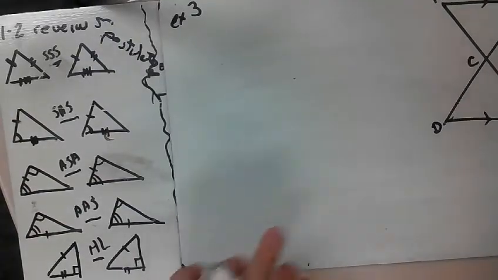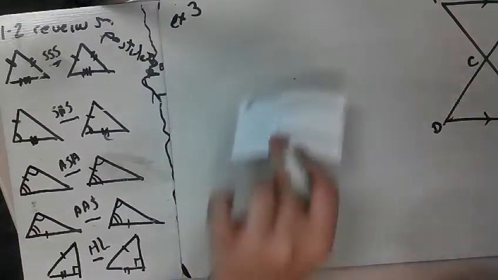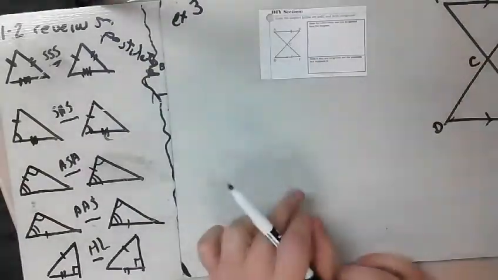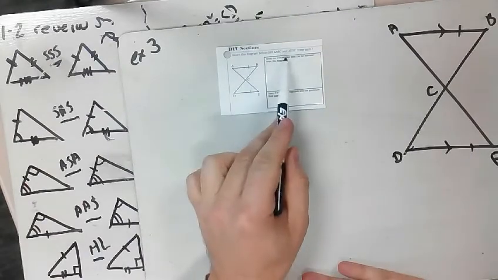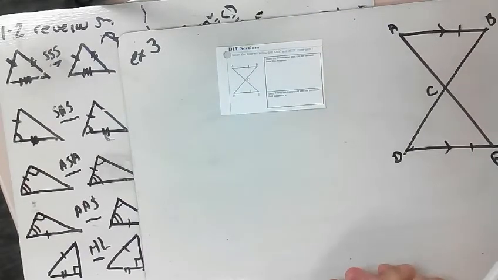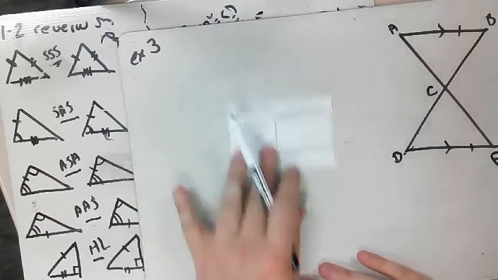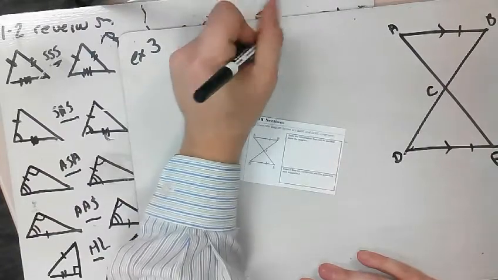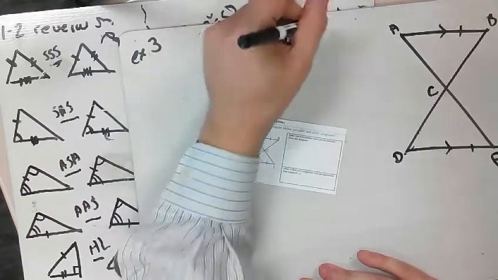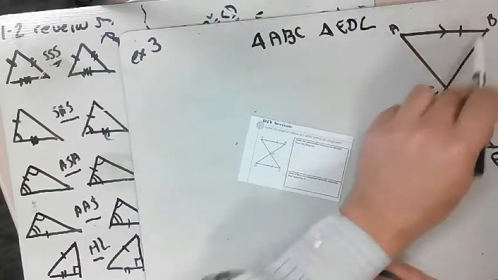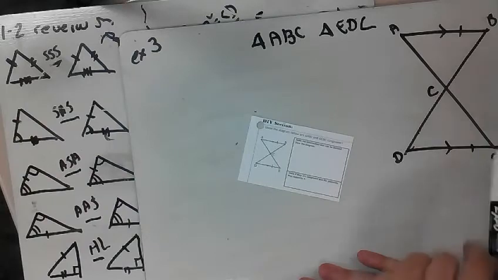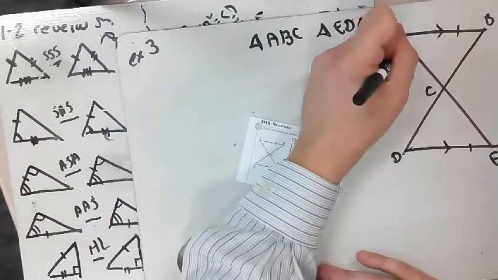The last example here: we want to prove that triangle ABC and triangle EDC are congruent. So let's take that previous example and make sure that everything's in order. I have triangle ABC and triangle EDC. It looks like it might be slightly different, so I'm going to put my numbers in there.